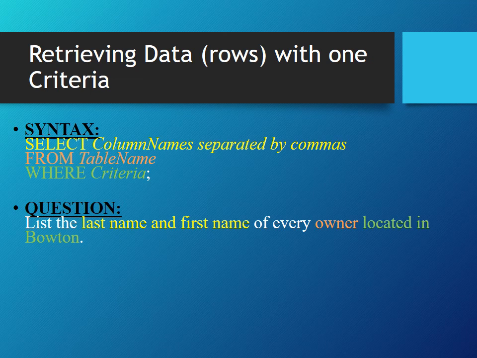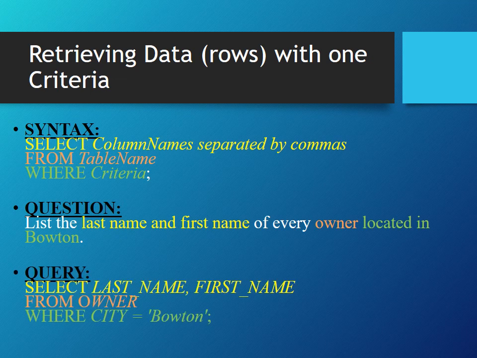Let's write the query. Select last name, comma, first name from owner where city equals 'Balton'. Notice that Balton is included in single quotes, and when you have items in single quotes, that means you're looking for a string, and also capitalization does matter here, so be careful of that.